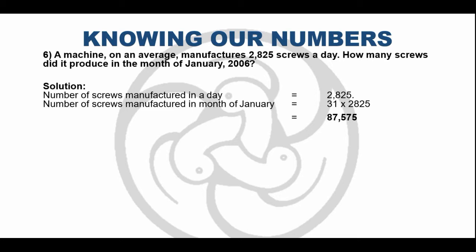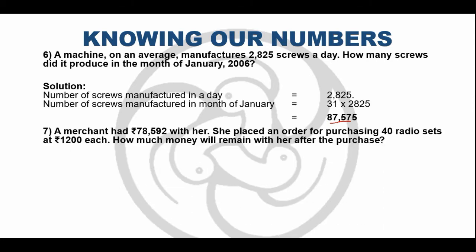So the number of screws manufactured in a day is equal to 2825. The number of screws manufactured in the month of January is equal to 31 into 2825, which is equal to 87,575 screws manufactured in the month of January 2006.